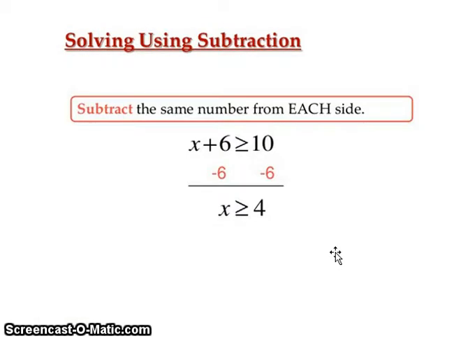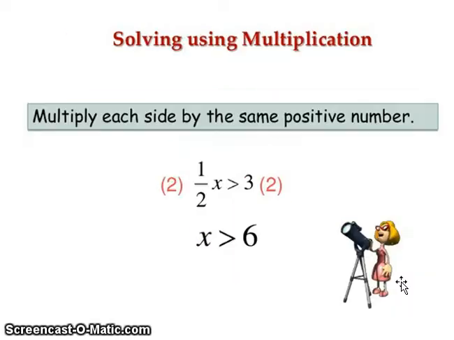With subtraction, again, it's the same thing. We want to isolate our variable on this side, so we're going to take away 6 here. So whatever we do to this side, we do to that side, and we're left with x is greater than or equal to 4. Now let's move into the new stuff with multiplication.